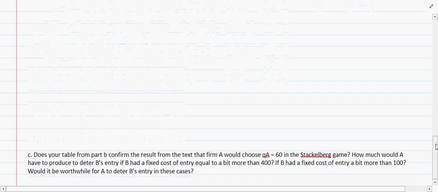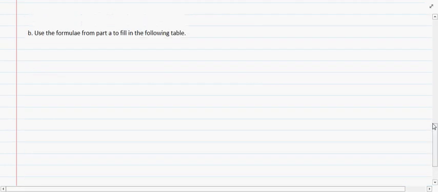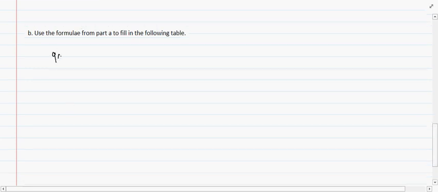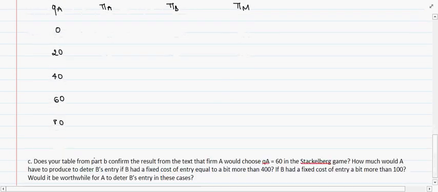Alright, so part B asking you to use the formula that you derive in part A to fill in the following table. Okay, so in the table we're going to have quantity produced by firm A, and the question asking you to find the profit by firm A, profit by firm B, and the profit by firm A if firm A is the only one who producing in the market, which is the profit monopoly. Now, if firm A producing 0 unit of output, 20 unit of output, 40 unit of output, 60, 80, 100, and 120.